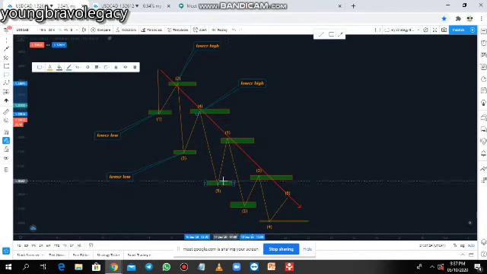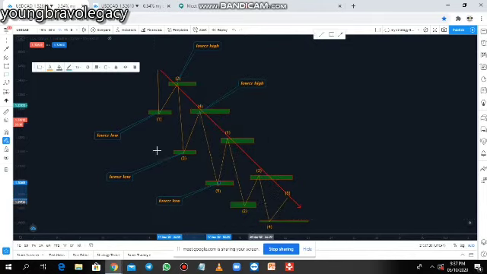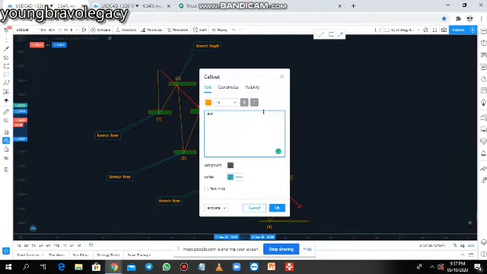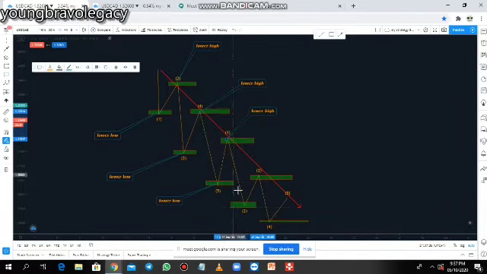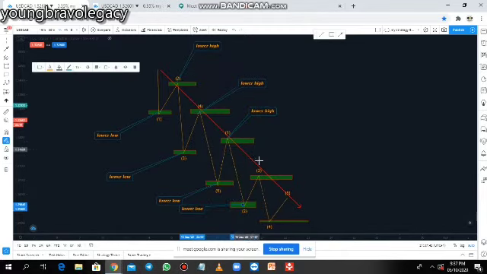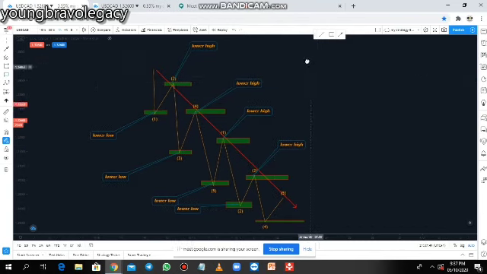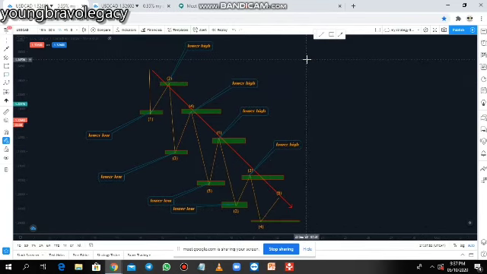Then look at this. We have a lower low here. Then we have a lower high. Then we have a lower low, then a lower high, and another lower high. This is how the downtrend moves.